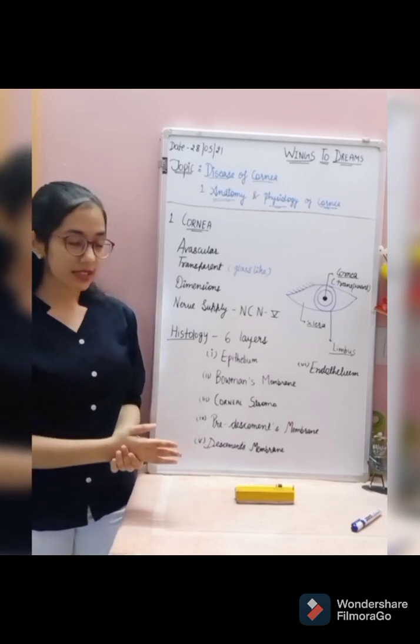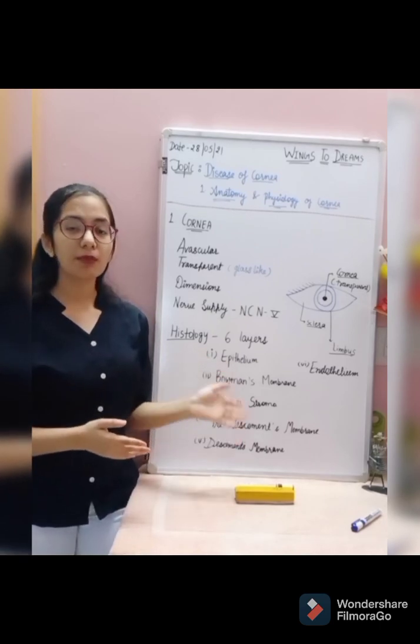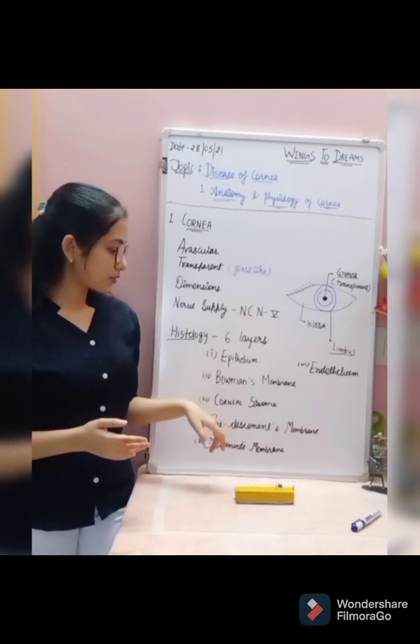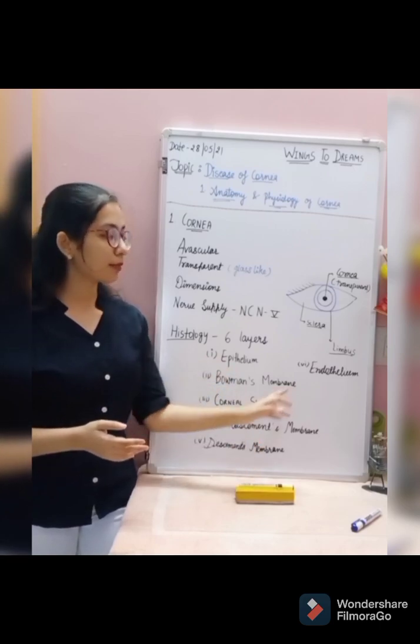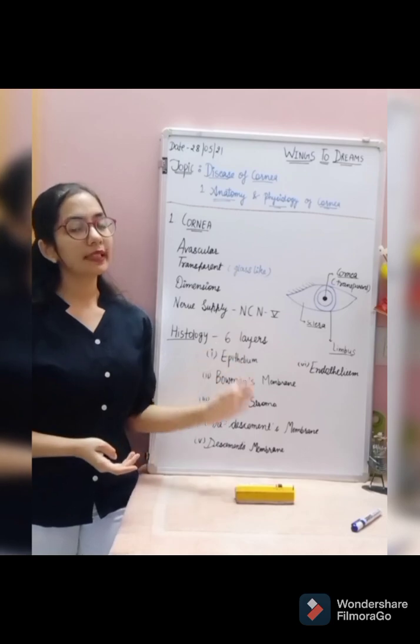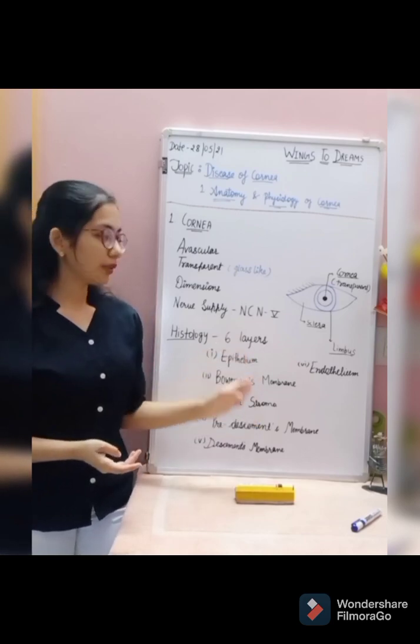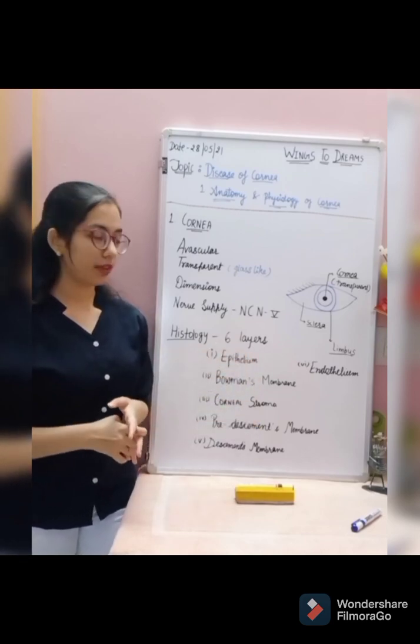So what are these 6 layers? These are the epithelium, Bowman's membrane, after that the corneal stromal layer, pre-Descemet's membrane, Descemet's membrane, and the endothelium. We will deal with all these layers one by one in our video.